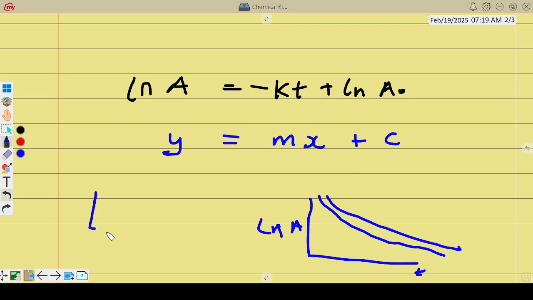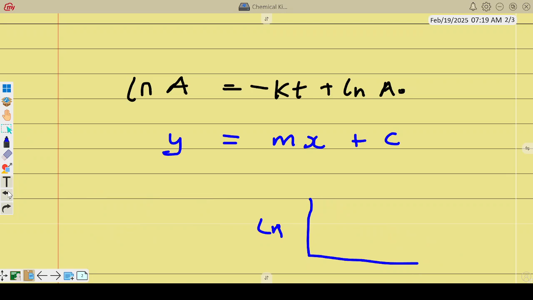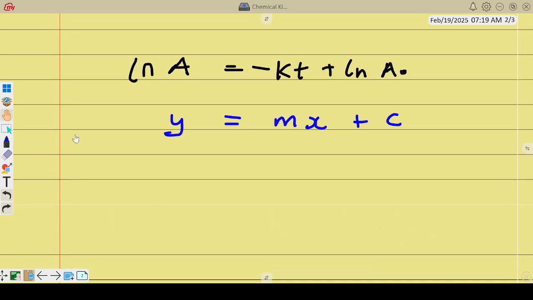So you can be given a number of graphs. They give you one which is looking like this, they give you another one which is looking like that. So always take note. Okay, so that's one thing.